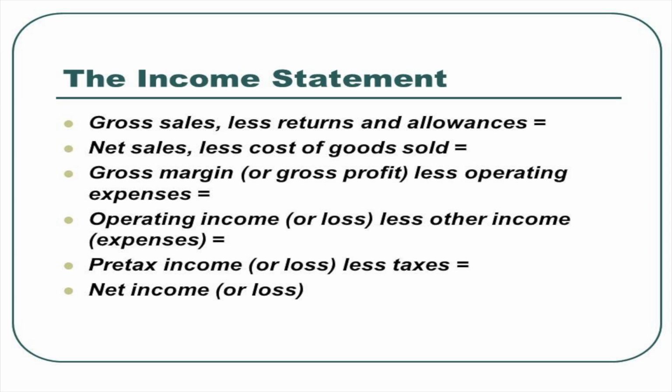The basic formula for an income statement reads as follows. Starting with gross sales, subtract returns and allowances, and this leads to net sales. Subtract cost of goods sold, and this leads to gross margin or gross profit. Subtract operating expenses, and we're left with operating income or operating loss. Subtract other income or expenses, and we come up with a pre-tax income or loss. Subtracting taxes, we arrive at net income or net loss.